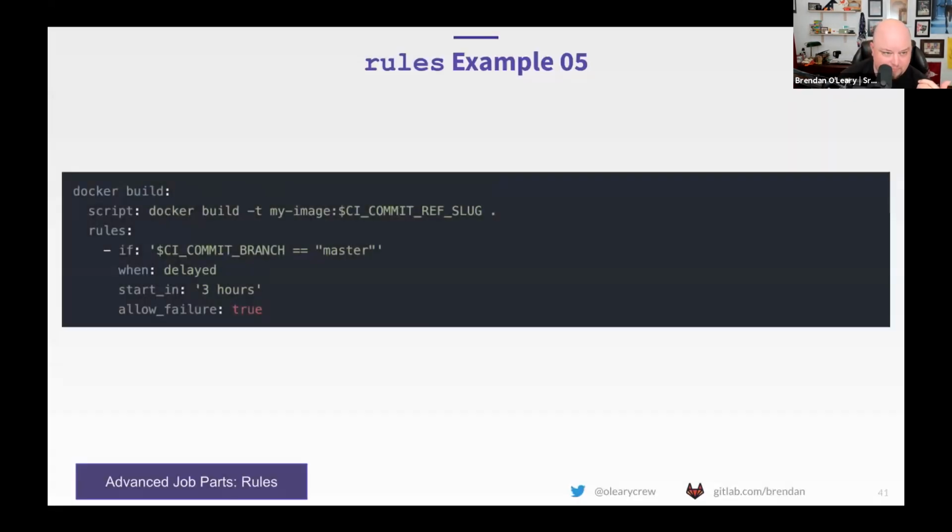And finally, maybe I want to delay a job, right? I want to run some job some amount of time after the whole rest of the pipeline finishes. So I can schedule something to run a few hours later or what have you. And so here we see we're running this job when something's committed to the master branch, 3 hours later, and we allow it to fail. So if it fails, it's no big deal. We don't fail the whole pipeline.